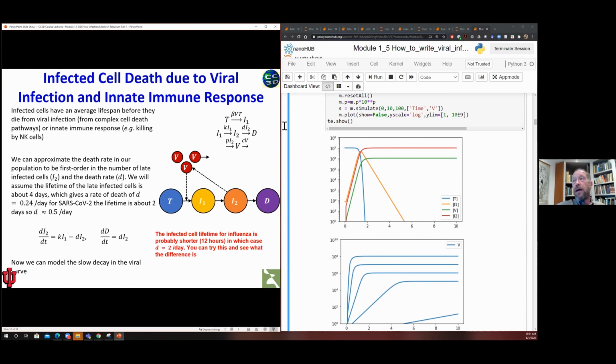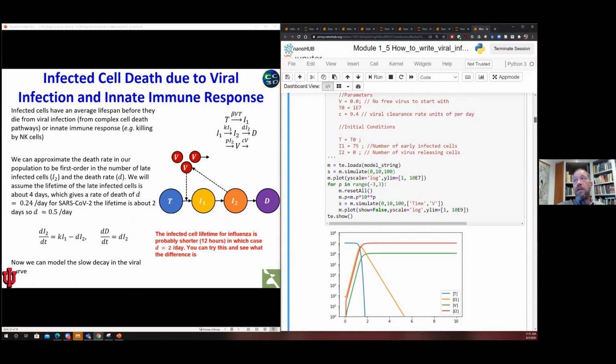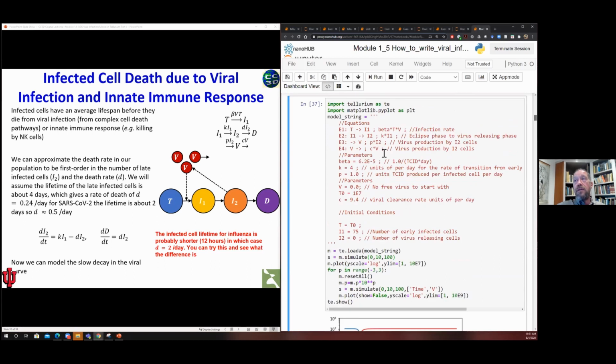So what I'd like you to do now is put into your equations this extra term. We already looked at how to add the clearance of the virus. Let's go together and add clearance of the infected I2 cells. And this is going to give us something quite different from what we had before. What's going to happen, for example, to our viral load now when cells die at long times? Try thinking about that before you do it, but let's do it together.